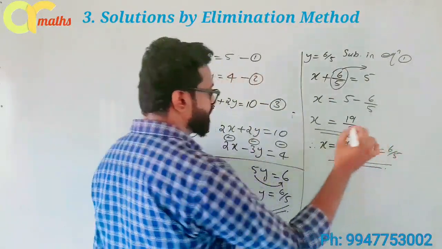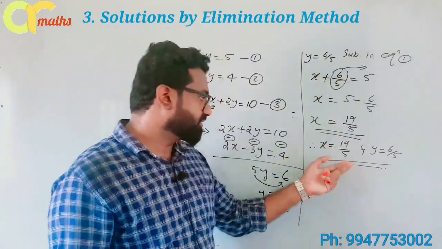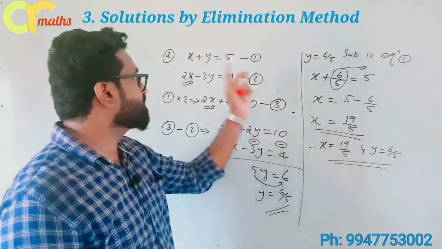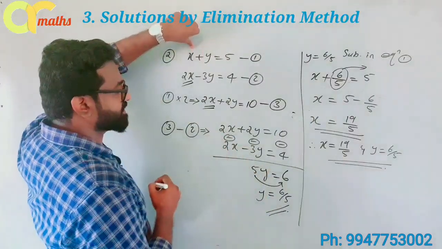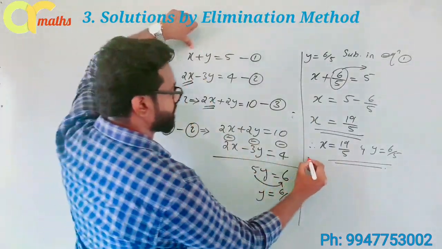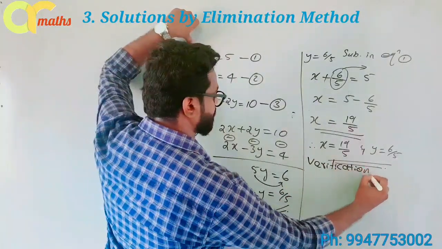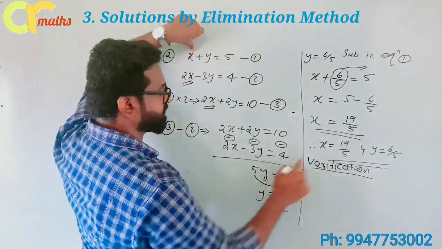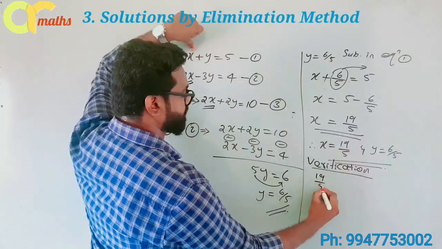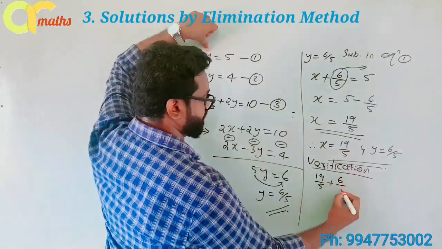Then how to verify these values of x and y are correct? Just substitute these values in these equations. For example, here what is the value of x? That is 19 divided by 5. Verification. Just substitute these values in these equations. x, that is 19 divided by 5, plus y, 6 divided by 5.